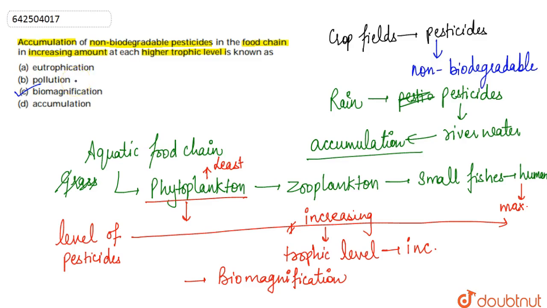Pollution is simply when the water becomes unfit. Accumulation is that it keeps on accumulating, but the correct phenomenon termed here is biomagnification. Eutrophication is the excessive algal growth because of the flushing of the pesticides, which gives so many minerals to the plants in the water that it leads to the excessive growth of the algae. That excessive growth of the algae is known as eutrophication.